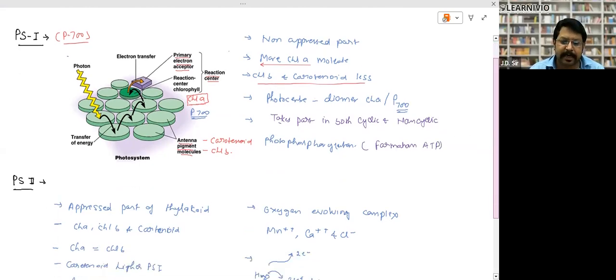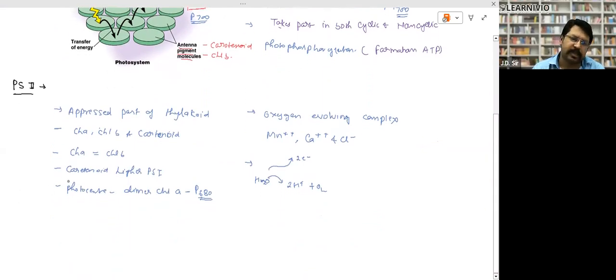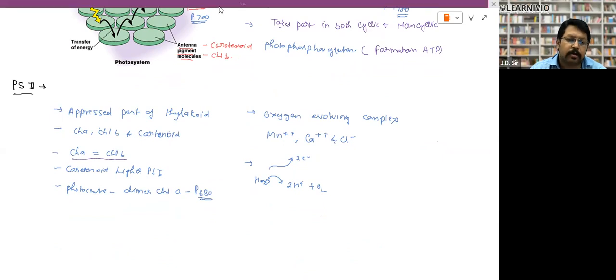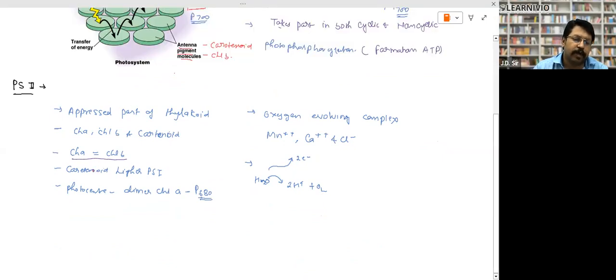Now what is PS2? Come to PS2. Both have the same structure. They are found in the appressed part of thylakoid. Chlorophyll A, chlorophyll B, and carotenoid are found. Chlorophyll A and chlorophyll B are found in equal amount here, right? There the chlorophyll A was more. Here chlorophyll A and chlorophyll B are both found in equal amount. Carotenoids are on the higher side in PS1. Photocenter is a dimer of chlorophyll A molecule, that is P680.